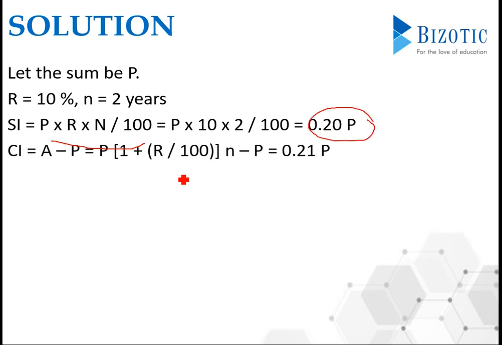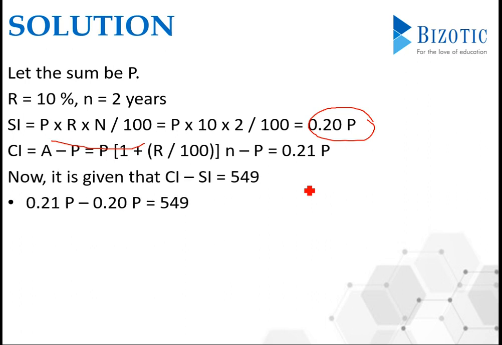Second, apply the same for compound interest. A minus P is equal to P into (1 plus R divided by 100) whole power N minus P, which is equal to 0.21P. So we got the second one. So now 0.20P minus 0.21P is equal to 549, which was given in the question.